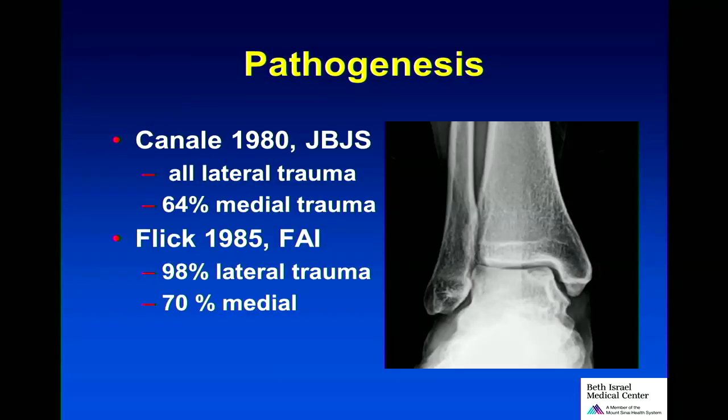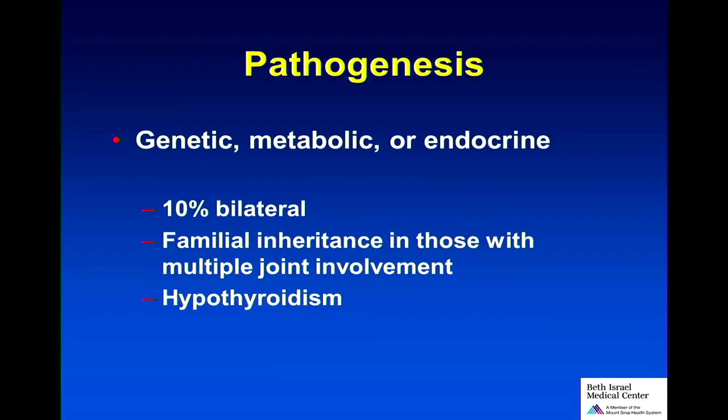Subsequent studies by Canale and Belding duplicated this etiology, that almost all of these had some history of trauma, most of the medial ones as well. As Ryan had said, there is a subset of patients that don't have a traumatic etiology, that it's thought there might be a familial or endocrine factor, and 10% of these are bilateral.